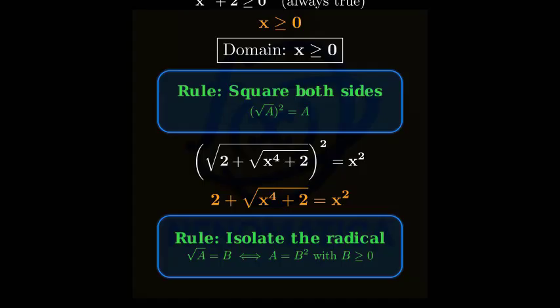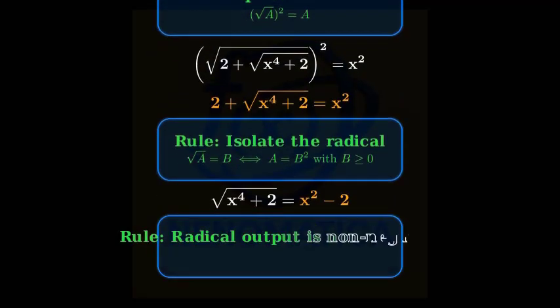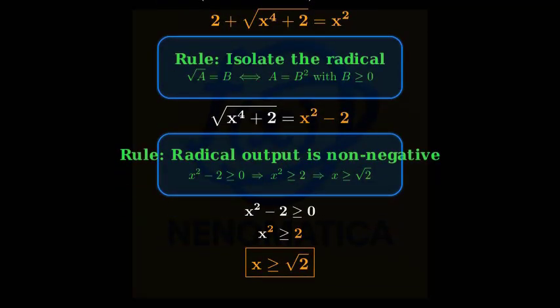Step 4. Enforce that the right side is non-negative because it equals a square root. Thus x squared minus 2 is at least 0, so x squared is at least 2, with x non-negative from our domain. This gives x at least square root of 2. Step 5. Square both sides again to remove the remaining square root.